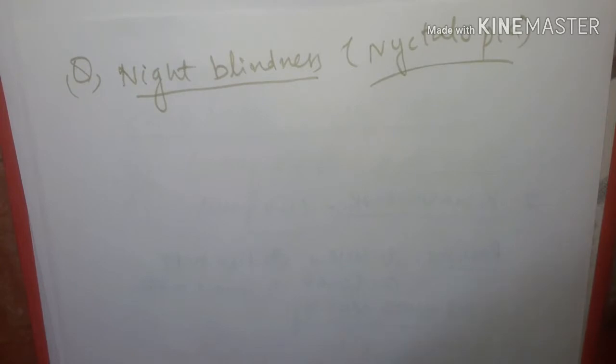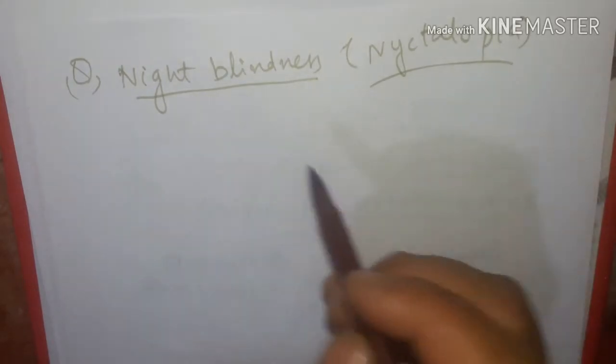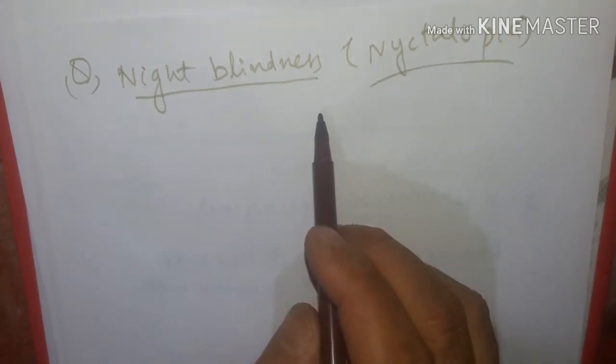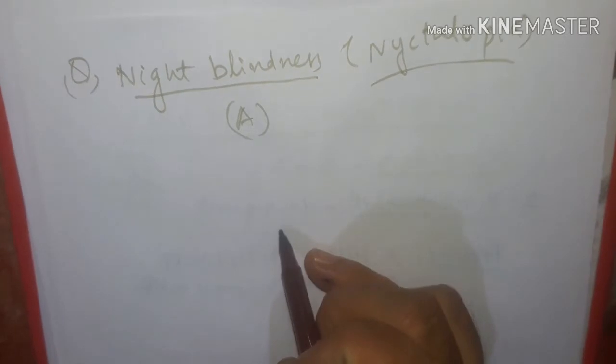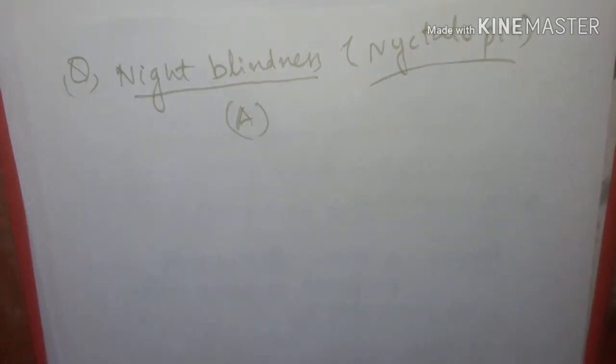It results in deficiency of rhodopsin or visual purple, which impairs the ability to see in dim light or at night. So we are not able to see in dim light or night, and rods get affected, not cones. So definitely vitamin A deficiency is an important one.